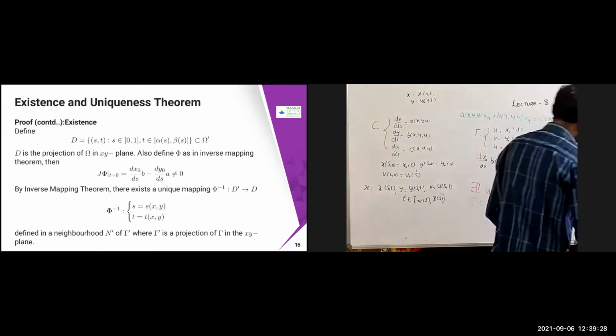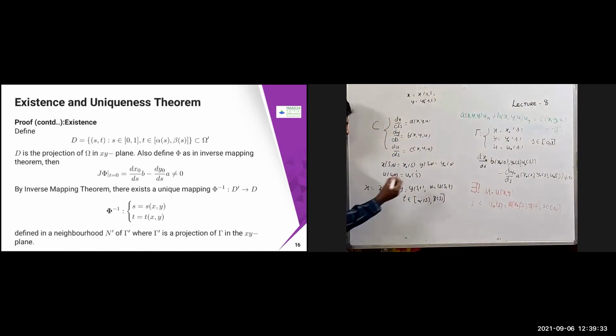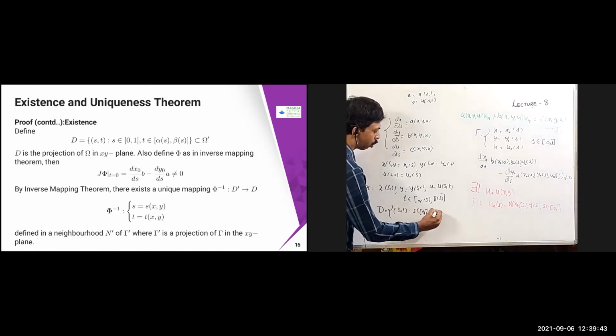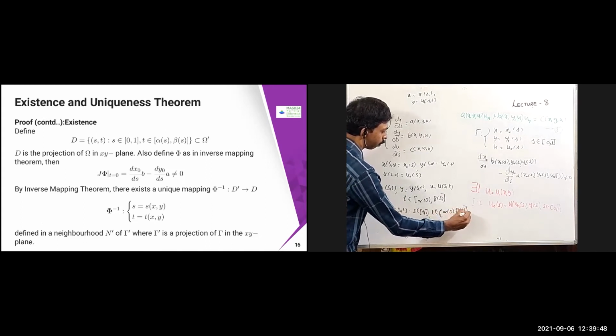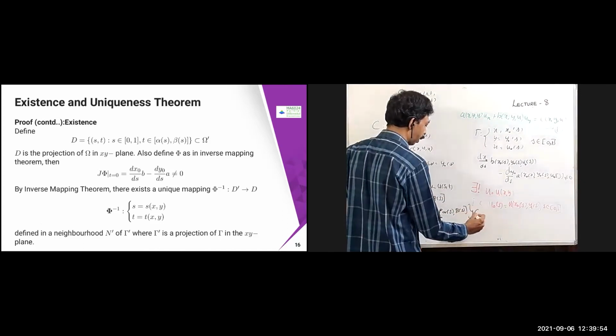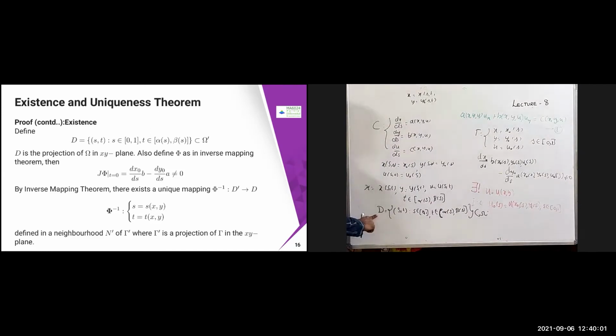Okay. Now I'm going to define a set, because I have to use the inverse mapping theorem. For this I'm just defining D. Okay, D is nothing but the set of all s comma t such that s belongs to 0 comma 1 and t belongs to alpha of s comma beta of s. This is a subset of omega. Okay. Now D is the projection onto the xy plane. Okay, so that we have.